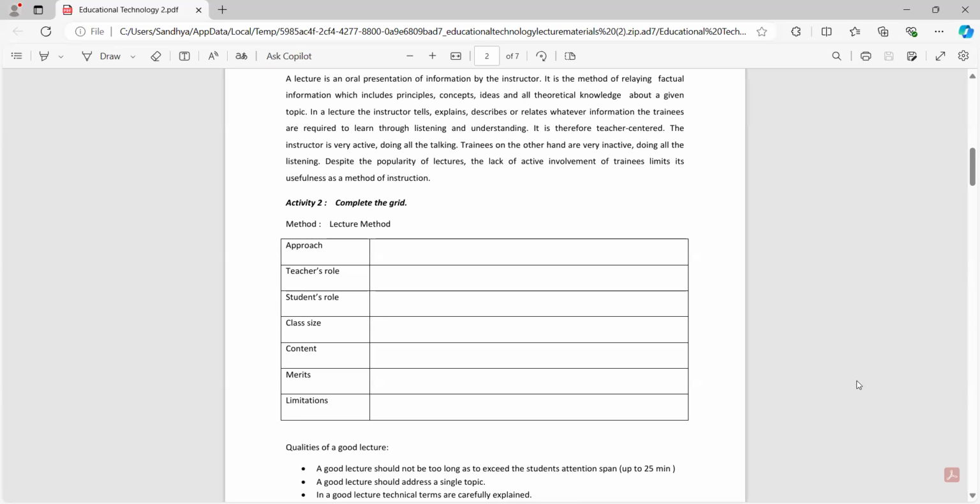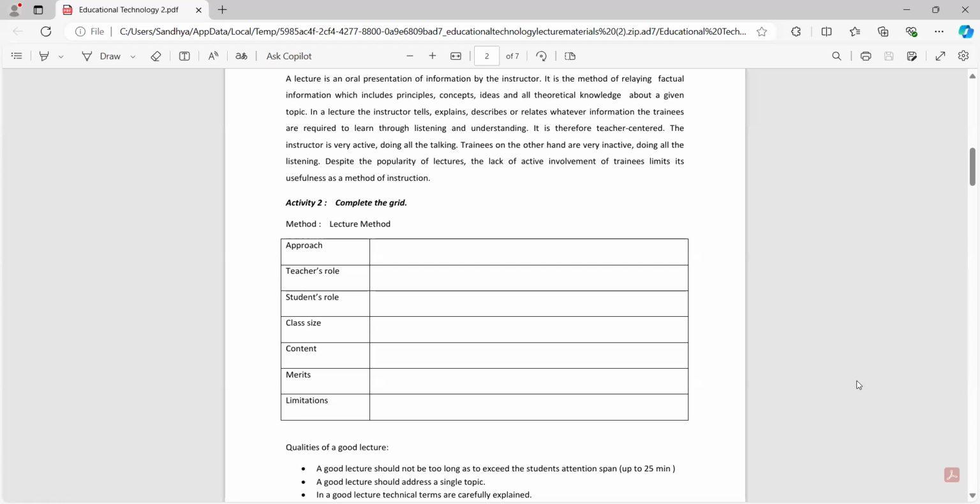is chalk and talk method. Teacher goes in front of the class and explains. So what is the approach that the lecture method is? Teacher-centered. Yeah, highly teacher-centered approach. That is why you select lecture method. So lecture method is grounded on teacher-centered approach.